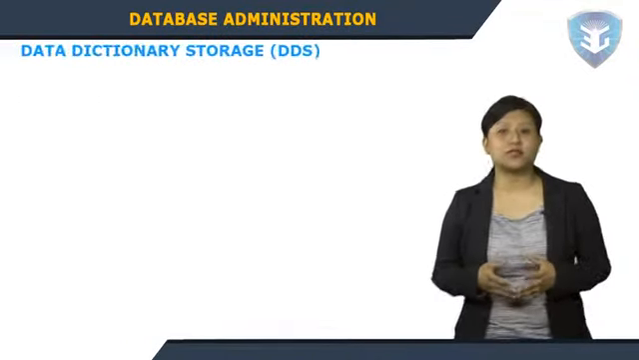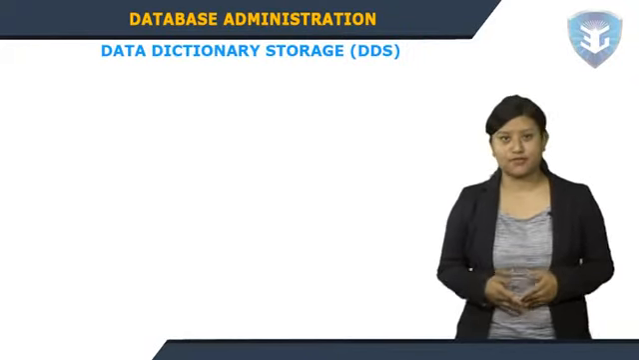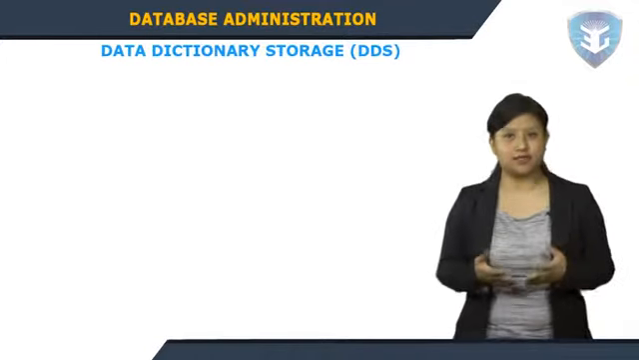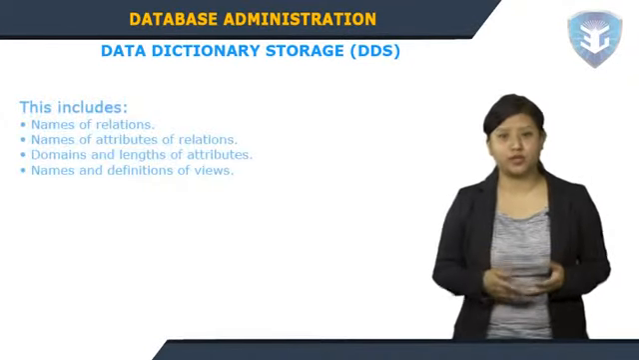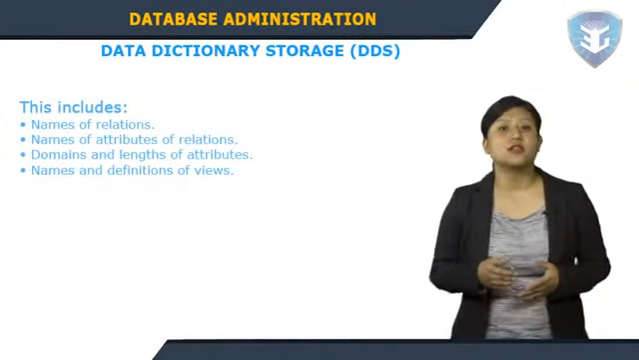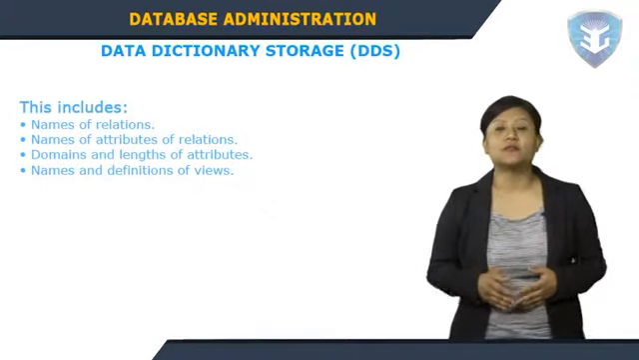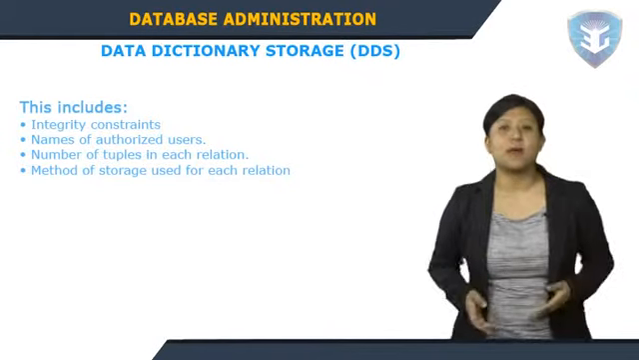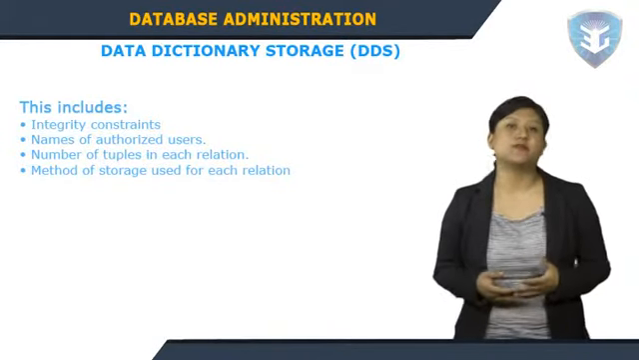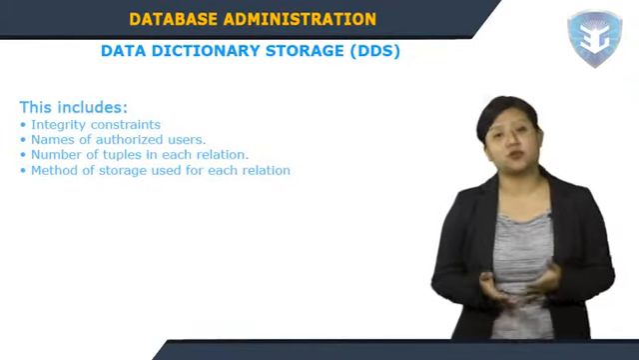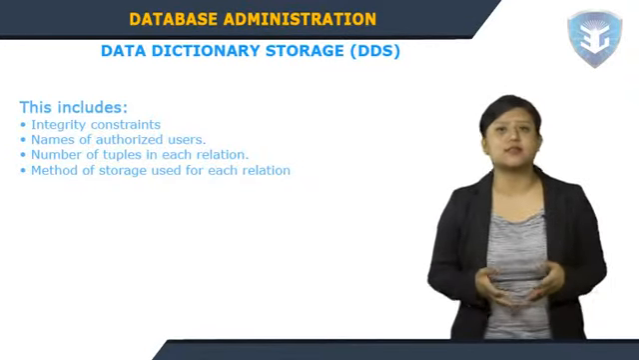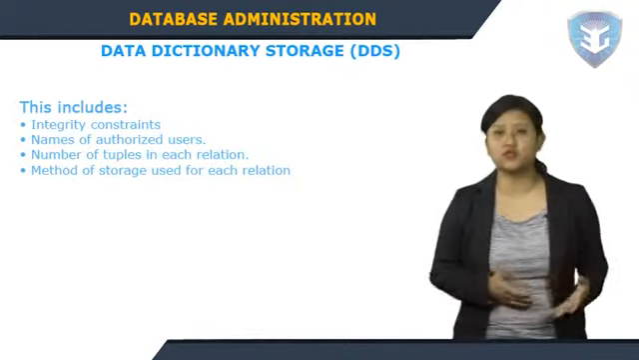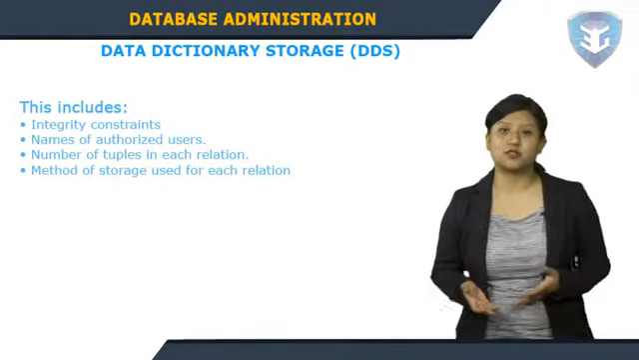Now let's talk about data dictionary storages, DDS. The database also needs to store information about the relations known as the data dictionary. This includes the names of the relations, names of attributes of relations, domains and lengths of attributes, names and the definitions of views, integrity constraints, for example key constraints, plus data on the system users, names of authorized users, accounting information about users, plus possibly the statistical and descriptive data, the number of tuples in each relation, the method of storage used for each relation, for example clustered or non-clustered.